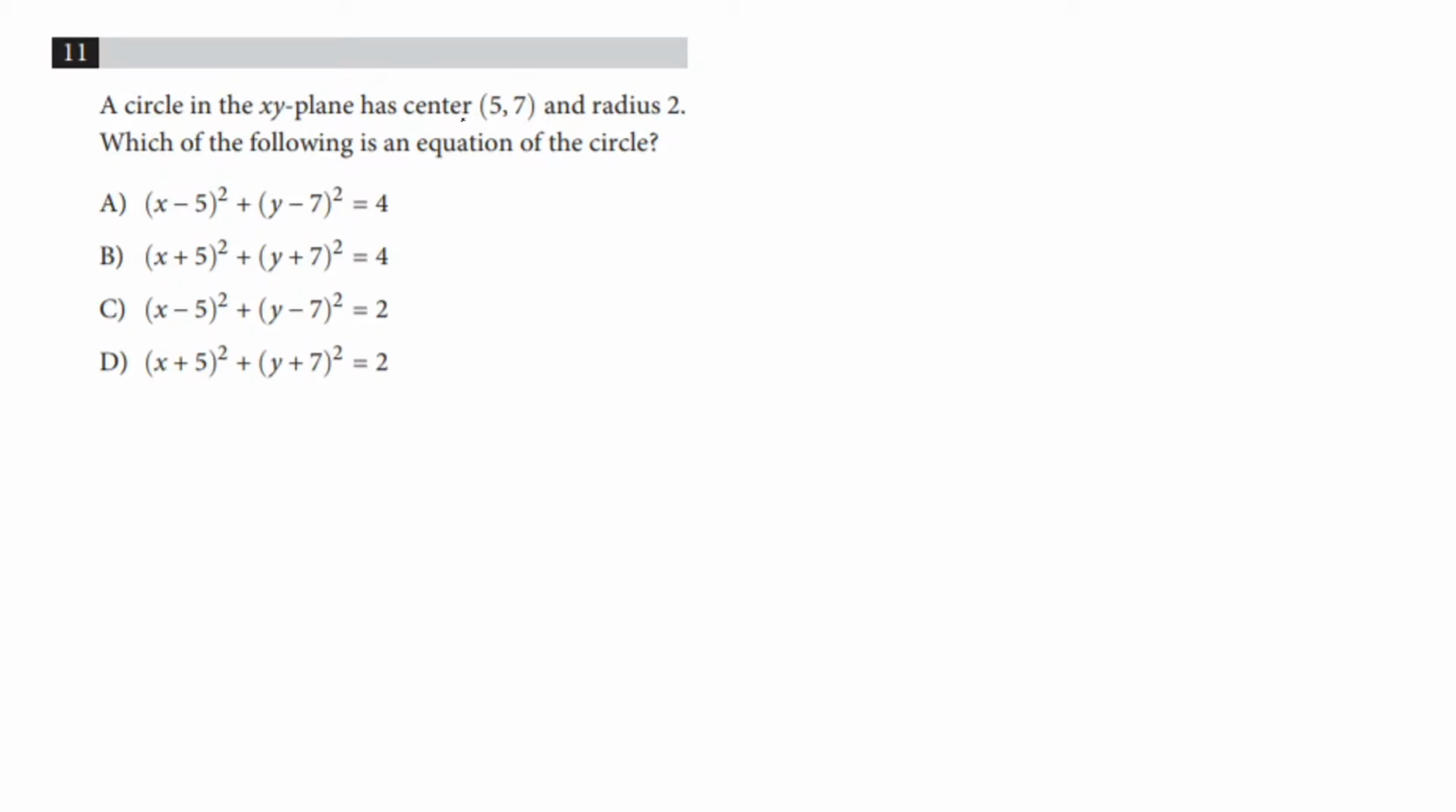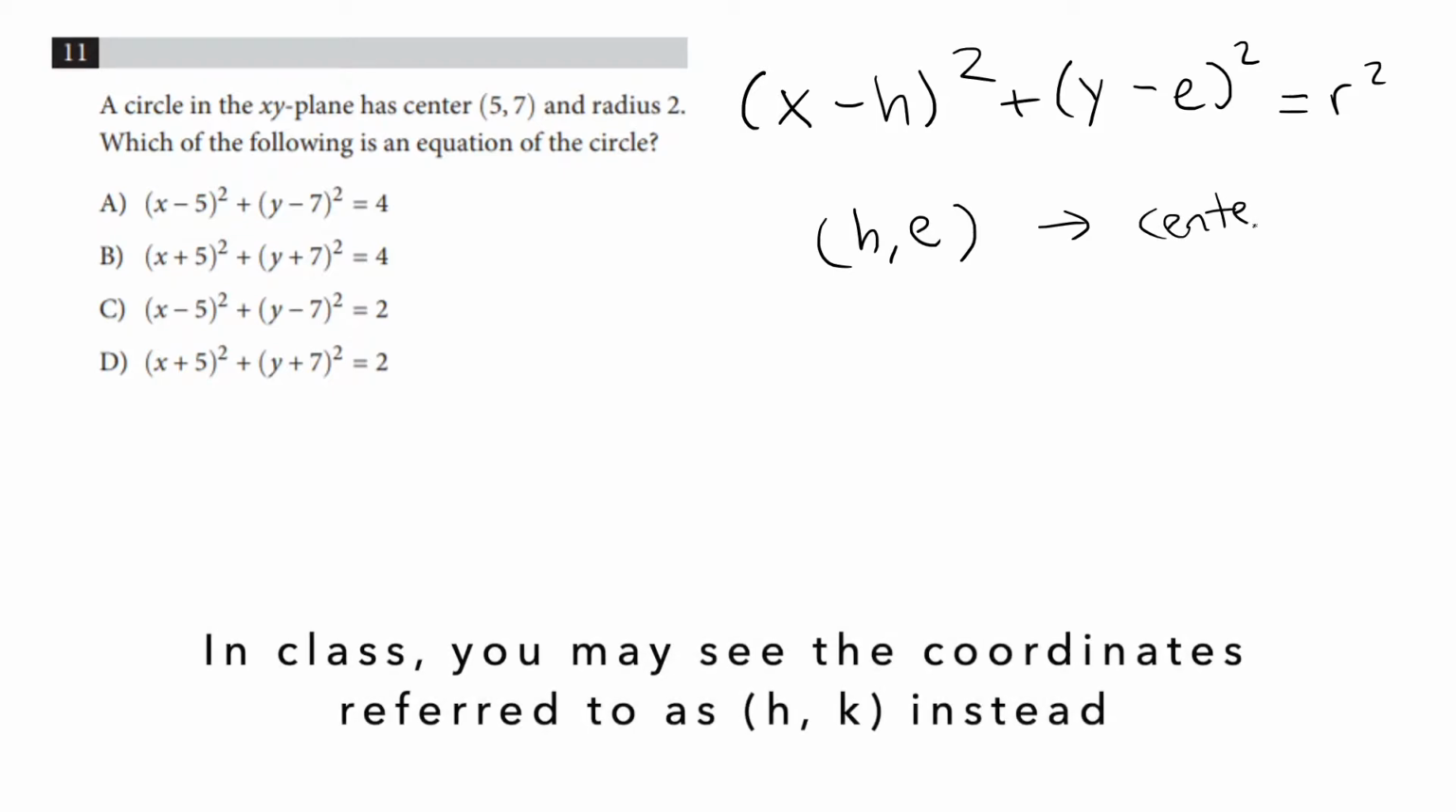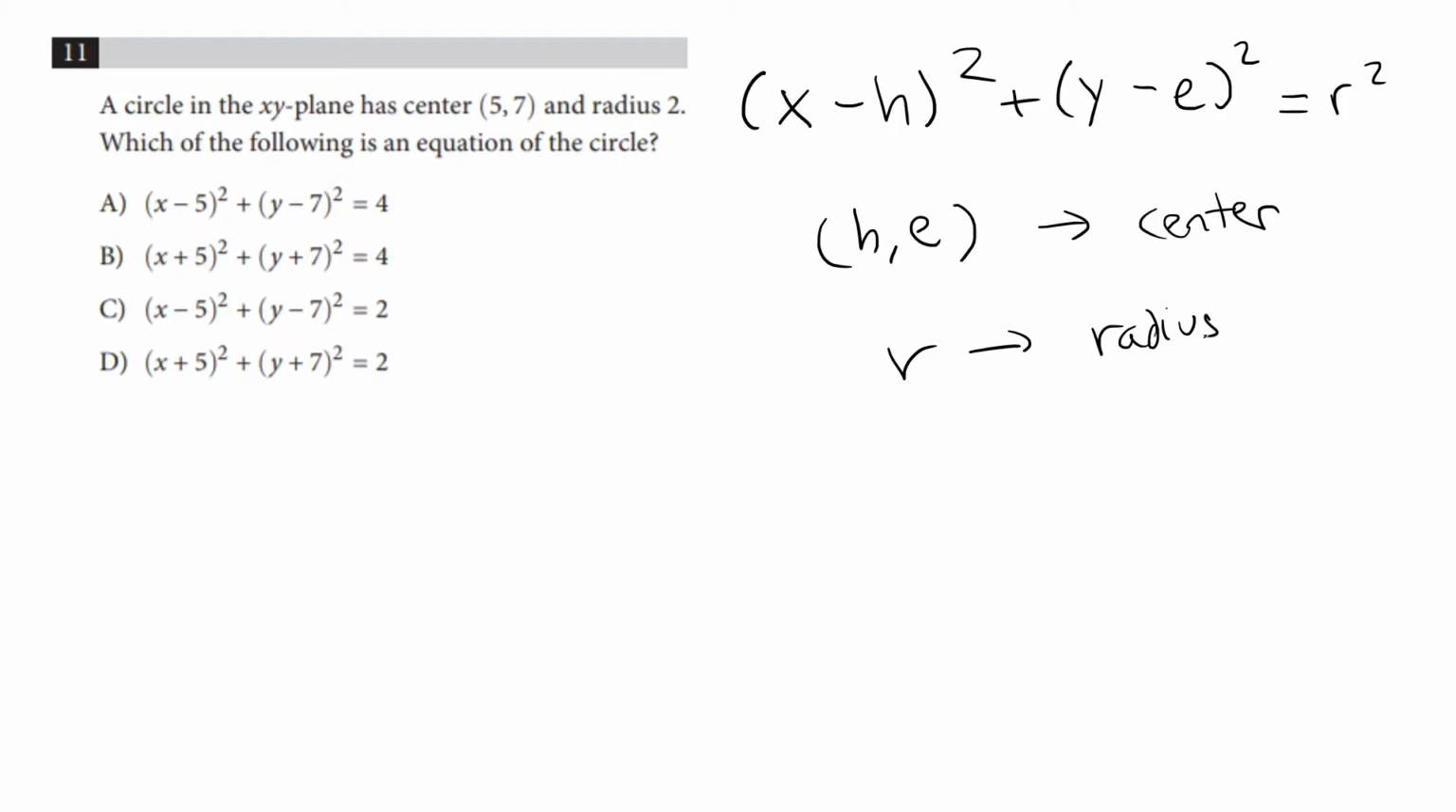A circle in the plane has center (5, 7) and radius 2. Which of the following is an equation for the circle? This is an easy plug and chug one where we know the equation for a circle already: (x - h)² + (y - k)² = r², where (h, k) is the center, and r is, as you probably guessed, the radius.